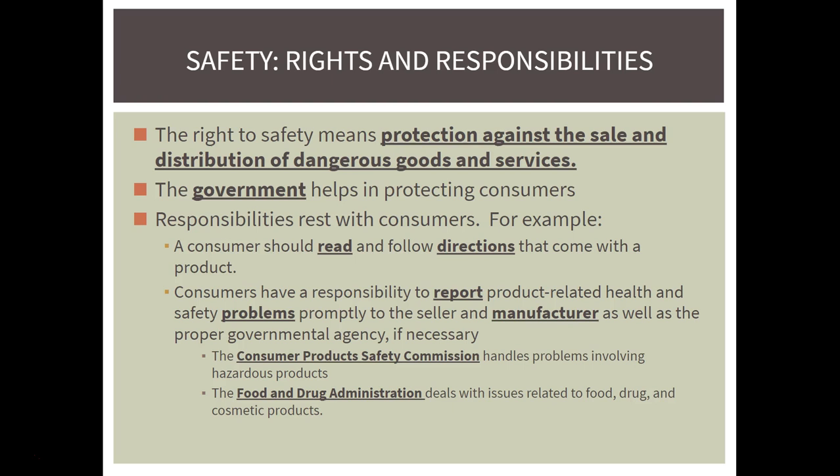So two of those governmental agencies that you may use to report issues to would be the Consumer Product Safety Commission. They handle hazardous products. So things that aren't working correctly, causing harm when they are used in the way that they should be. And then also the Food and Drug Administration. They deal with issues related to food, drug, and cosmetic problems. So for example, if there is a recall out on a certain food because of concern with contamination or some type of foodborne ailment, that goes through the FDA.